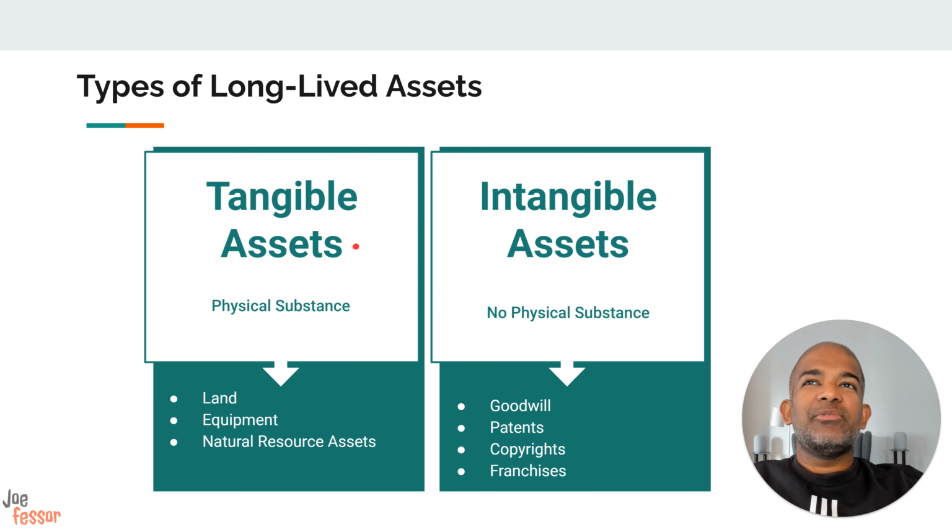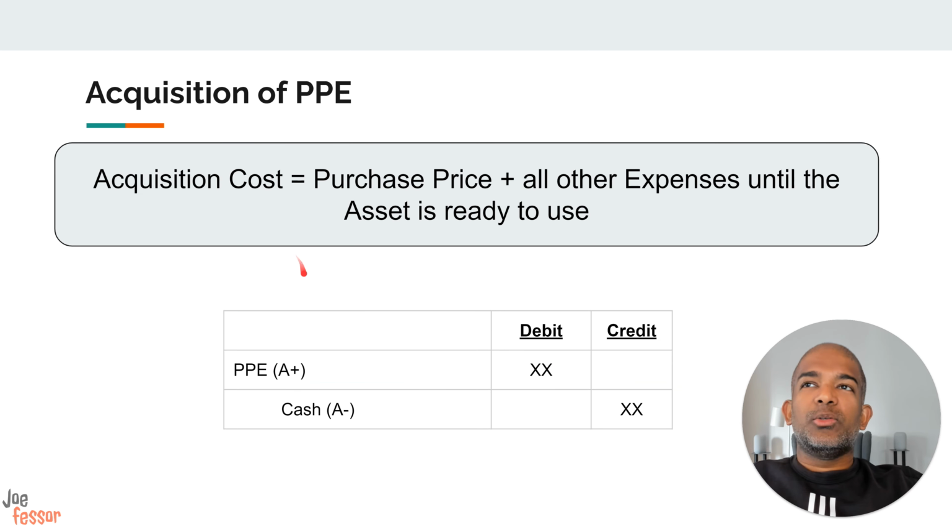We'll start by classifying long-term assets into tangible assets and intangible assets. Tangible assets are assets which have any kind of form or physical substance, such as land, equipment or natural resources. Anything you can touch and feel is tangible. On the other hand, intangible assets are assets which do not have any physical substance, such as goodwill or patents or franchises, etc. First, we'll start with what happens when a firm acquires an asset.